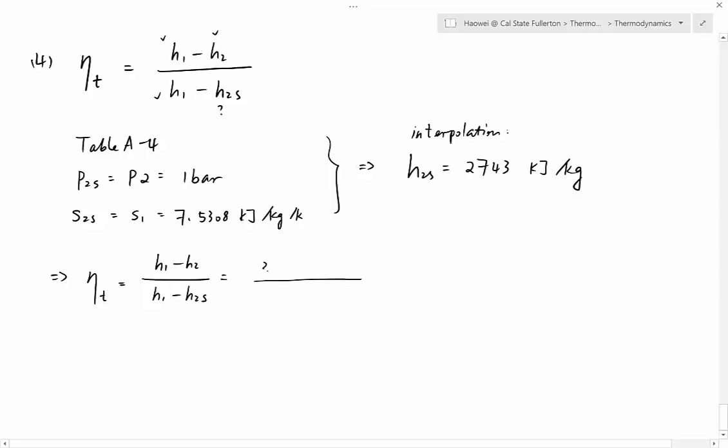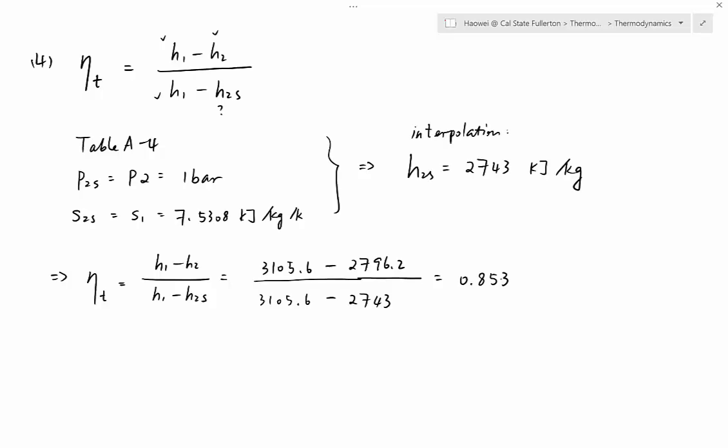H1 is 3105.6 minus H2, which is 2796.2, over H1 again, minus H2S, which is 2743. Okay, all four numbers have the same unit, which is kilojoule per kilogram. Even though they're not SI unit, it doesn't matter because they will cancel in the end. So our solution is 0.853 and it doesn't have a unit. So you can see the turbine efficiency is 85.3%. It's very, very high.